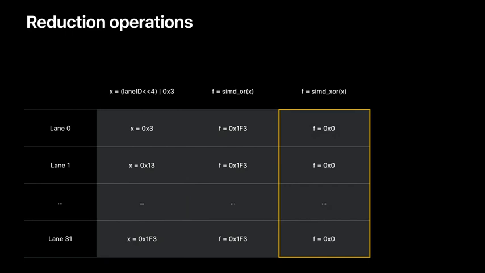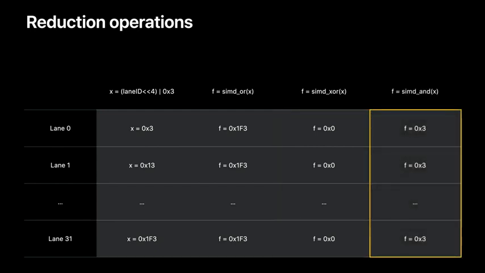Similarly, SIMD_XOR computes the XOR values of x and broadcasts back the resulting value, which turns out to be 0x0. Finally, we have SIMD_AND, which adds up all the values of x across all the threads in the SIMD group. This turns out to be the constant 0x3. That was an overview of the new SIMD_SCOPE reduction instructions available in the A14 GPU.